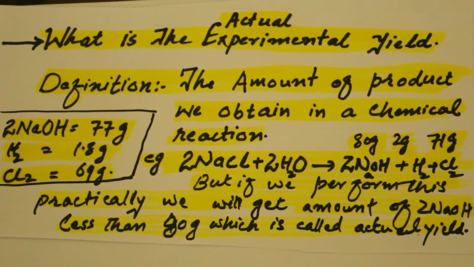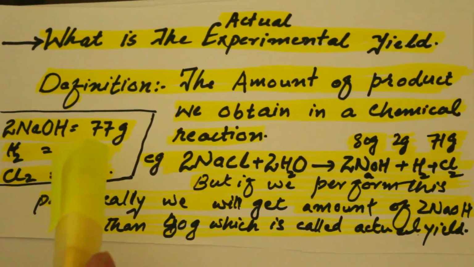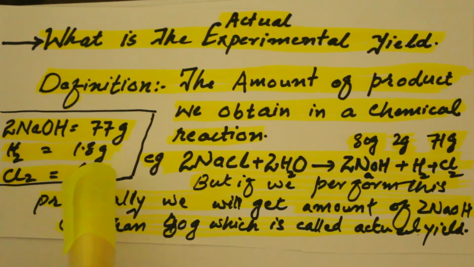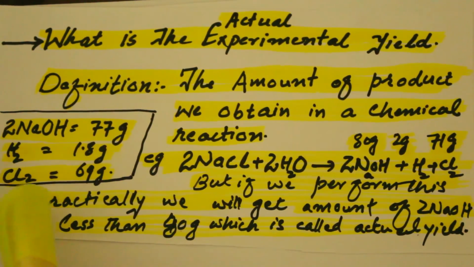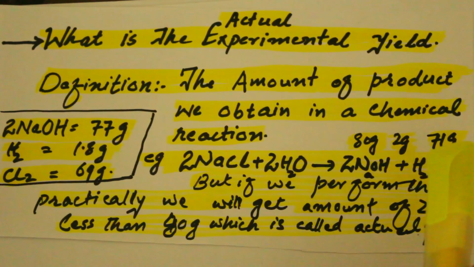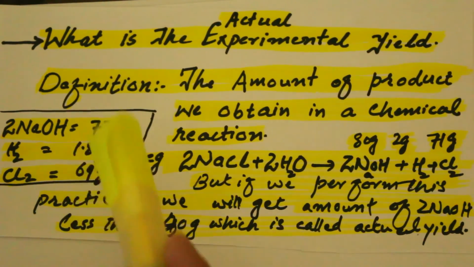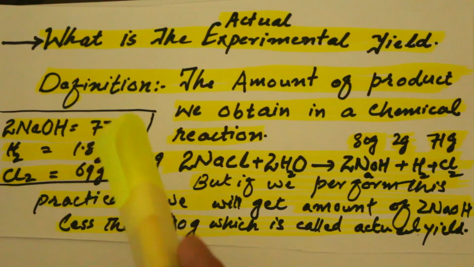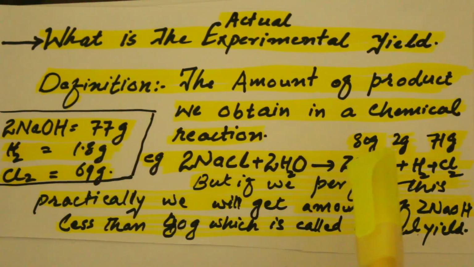If we perform this reaction in the laboratory, then we might get 77 grams for 2 moles of sodium hydroxide, 1.8 grams for 1 mole of hydrogen, and 69 grams for 1 mole of Cl2 gas, which are less than 80 grams, 2 grams, and 71 grams respectively. So these kinds of yields are called experimental or actual yields, which are less than the theoretical yields.